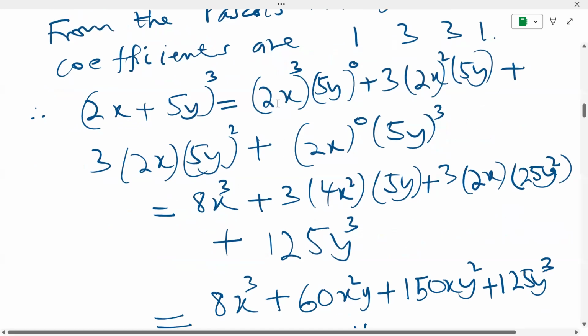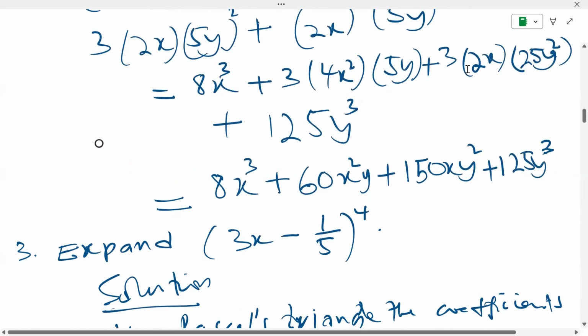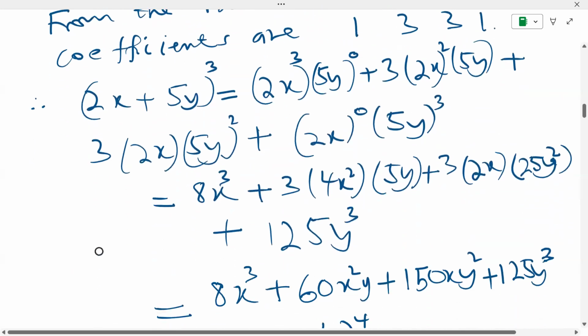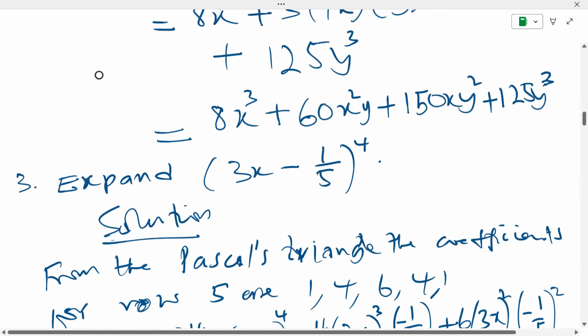So this one will give us 8x cubed, as said already. Then this will give us 4, and then x squared. So 3, 4, 12 times 5. Then we get our value 60, just as we've done over here. All right, so this one's with 3 times 2x times 25. That will give us 150xy squared. Then finally, 125y cubed. That's great. So you look at the steps and see how we did them.